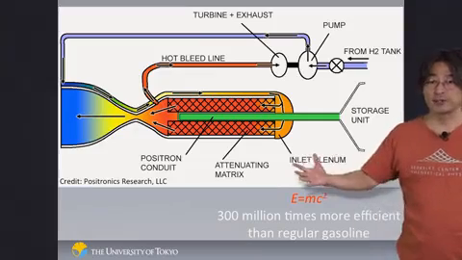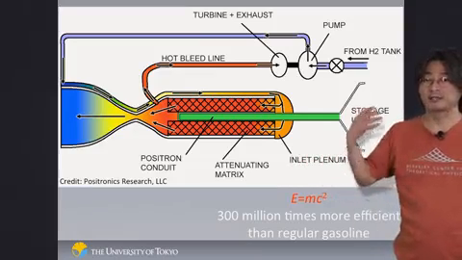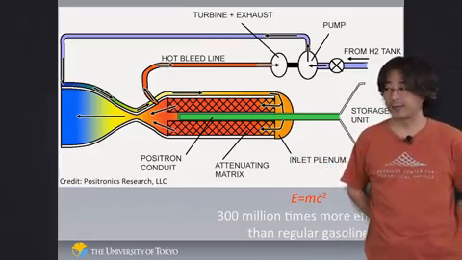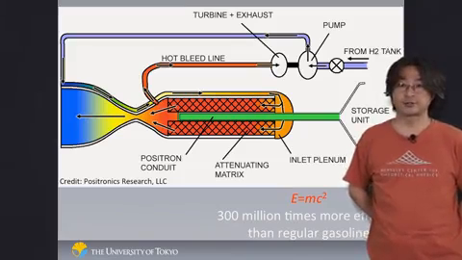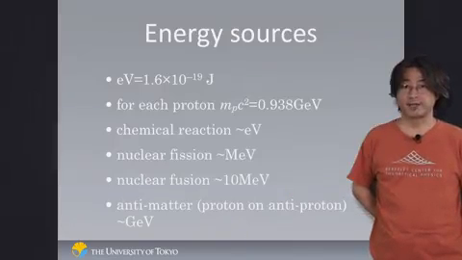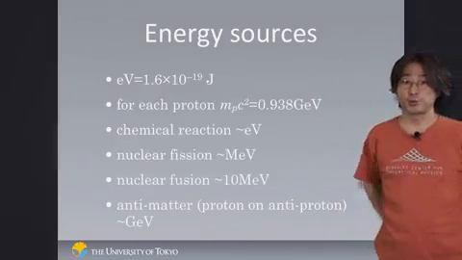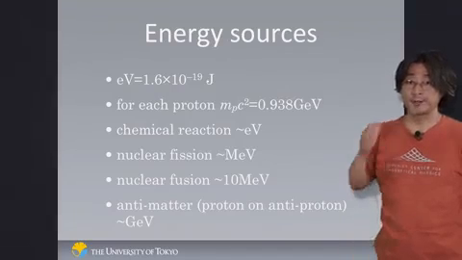So if you're on a spaceship, you'd like to store energy as efficiently as possible. So antimatter looks like indeed a good candidate for that. So that's why the Star Trek movie relies on antimatter for that. And that brings up the question about, okay, what kind of energy sources are more efficient than the others?